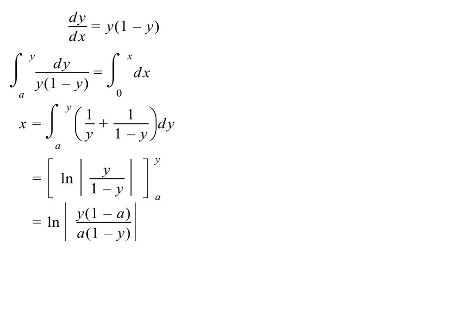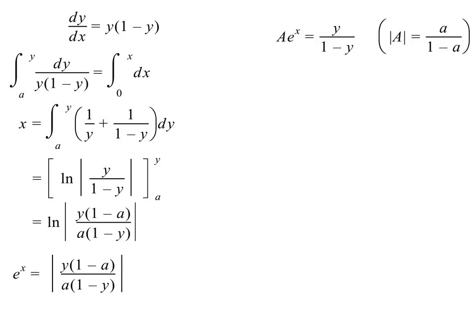So we end up with this expression, the log of y, 1 minus a over a, 1 minus y. Get rid of the log. We now have e to the x. And now I'm saying, well, a e to the x will be y on 1 minus y, just to make the algebra nicer. So all I'm really saying is, look, instead of having the absolute value of 1 minus a on a, I'm just going to put it as capital A there. So it's just some constant, that constant's equal to a on 1 minus a, or the absolute value of that. Okay, let's keep going then.